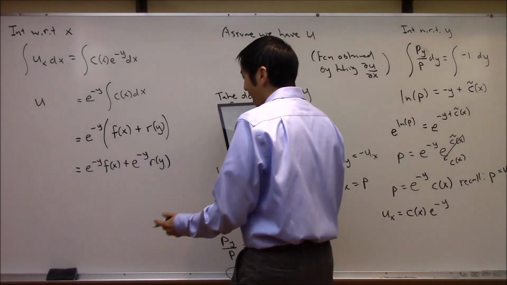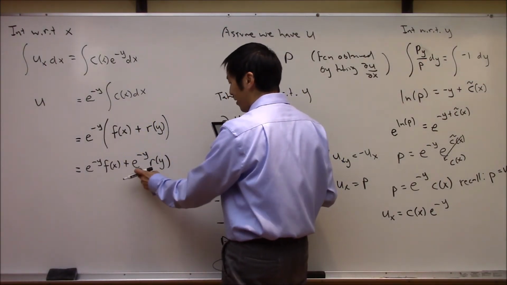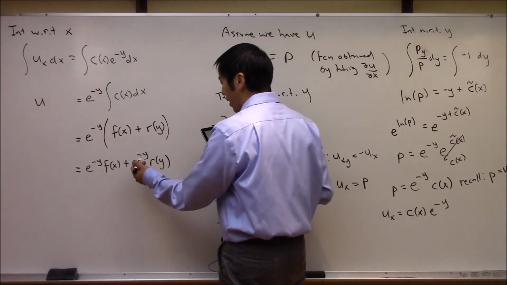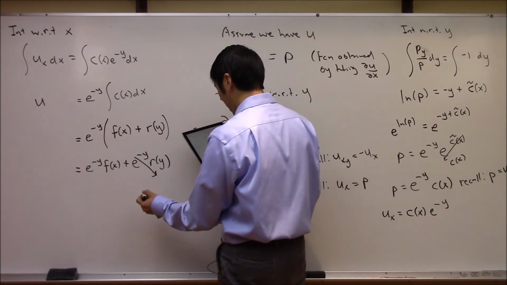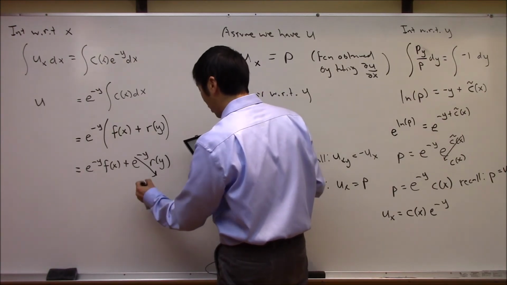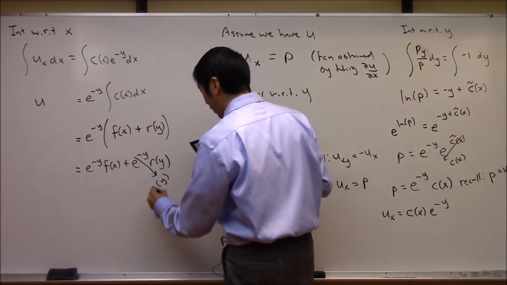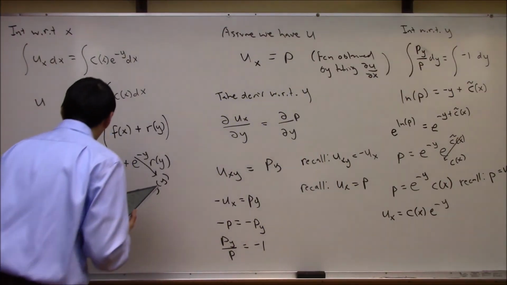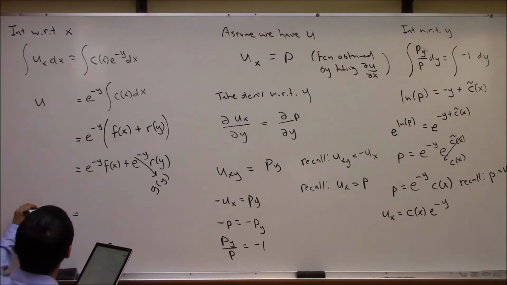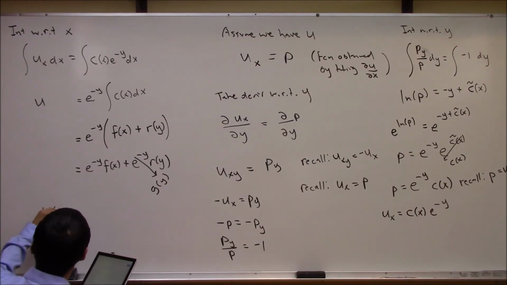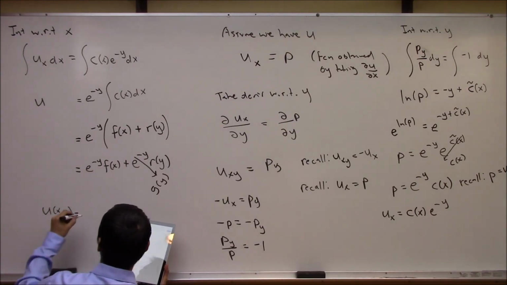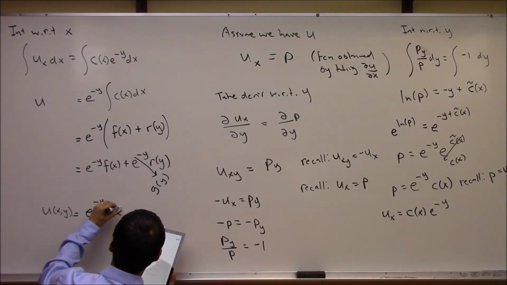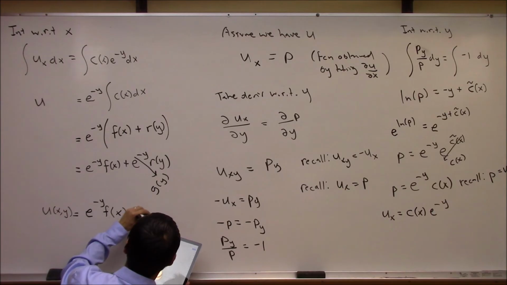Okay? And again, you look at this thing over here. This is just some crazy function of y, right? So let's just call this thing, what did I end up using? A g sub y. It's just some other function. Okay, great. So at the end of the day, what we end up with is this function u of x and y that we're looking for. It's just e to the negative y times some function of x plus some function of y, right?